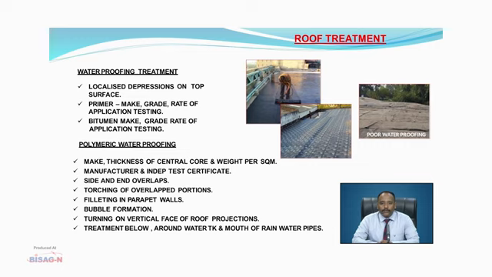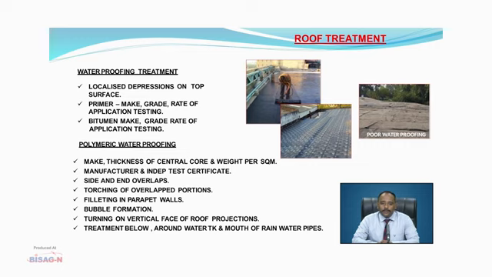The filleting of parapet walls has to be carried out. The formation of bubbles has to be checked during execution of the work, and it must be ensured that no bubbles are formed. Also, the turning up of the vertical face of roof projections has to be catered for, failing which the entire roof treatment may sometimes fail. Treatment below and around the already existing water tank over the surfaces has to be done properly, and also at the mouth of the rainwater pipes.